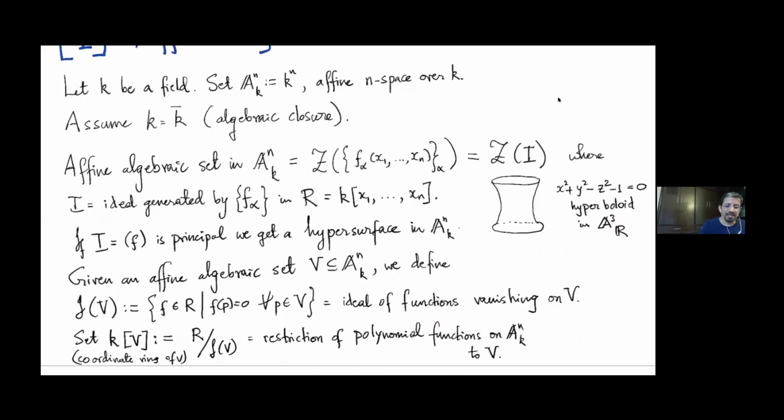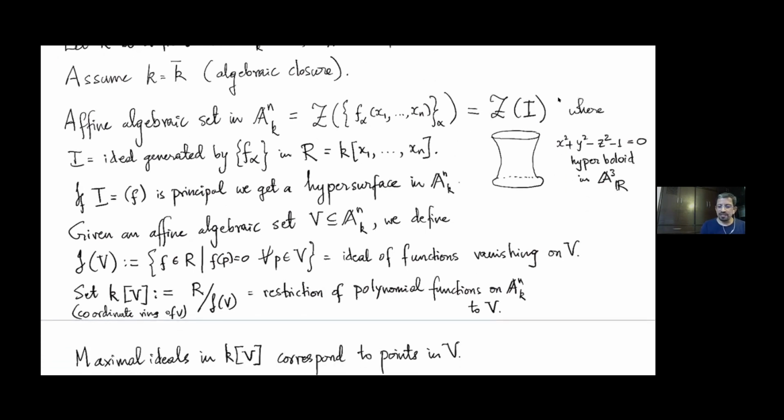An affine algebraic set in affine space is a zero locus. Z is my symbol for the zero locus of a bunch of polynomials. The f_alpha are polynomials in the polynomial ring K[x_1, ..., x_n]. It's the common zero locus of a bunch of polynomials, which is the same as the common zero locus of the ideal generated by them.